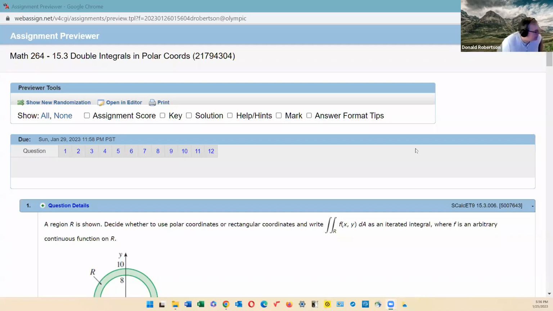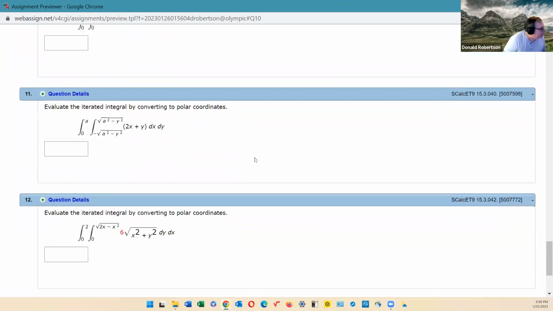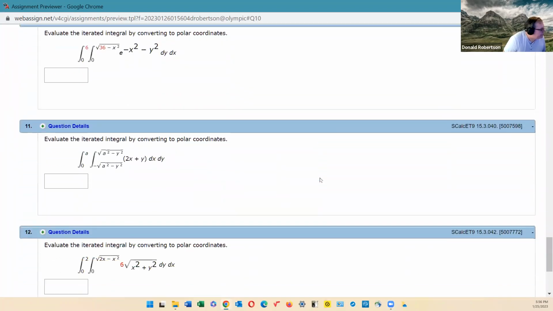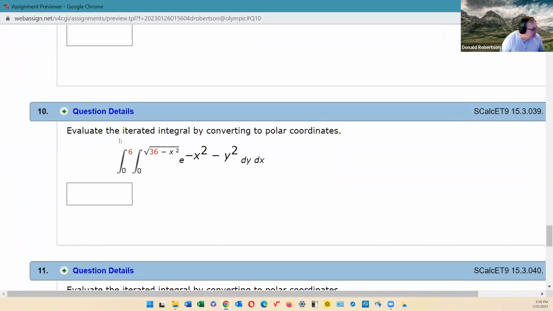Okay. Let's just show you the last two. We'll just talk through those ones, and we will have basically done polar. Let's look at 10 first. It says evaluate this integral by converting to polar coordinates.